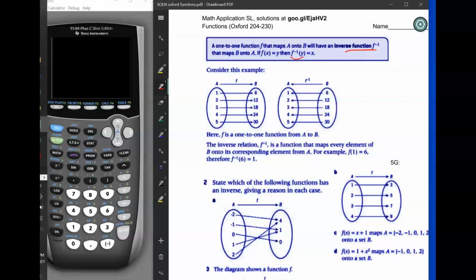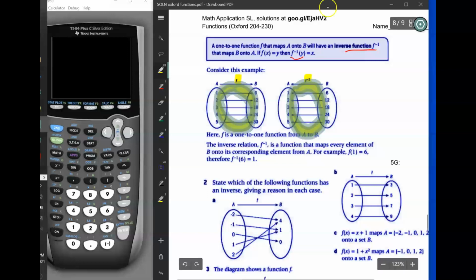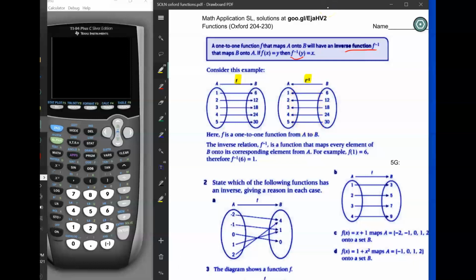What does that look like in terms of a function map? Instead of arrows going from the left to the right, we just reverse the arrowheads and they go from the right to the left, but they go exactly between the same numbers. And then instead of calling it the function f, we call it the function f inverse because it does the opposite of what f does, okay? And that works only with one-to-one functions.